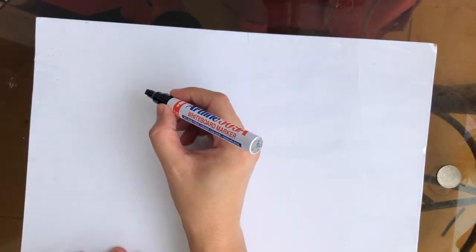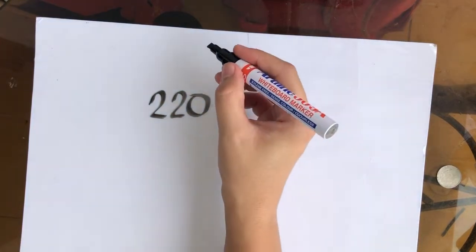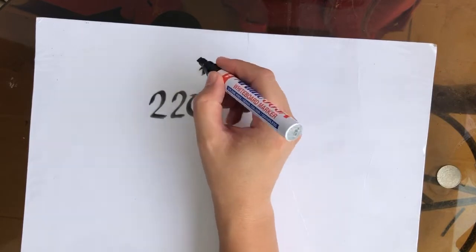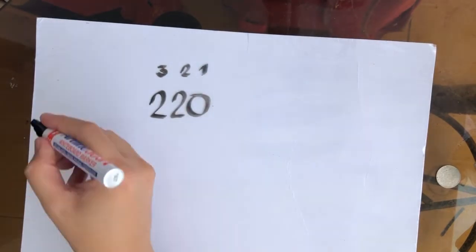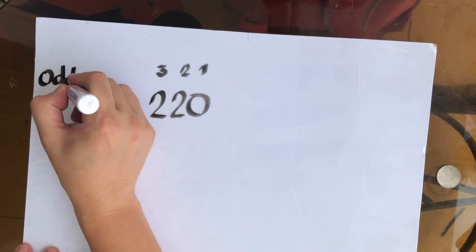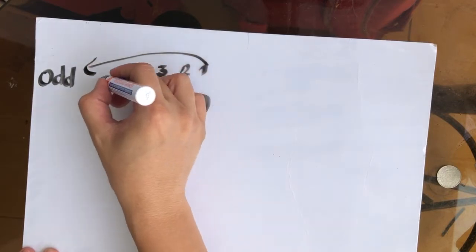Okay. So, let's say the number is 220. Okay? So, yan yung number natin. So, ang gawin mo, hanapin mo yung odd numbers at yung even numbers. So, 1, 2. So, parang binibilang mo siya. 3. Binibilang mo yung number. So, ano-ano yung mga nasa odd? Ang nasa odd ay ang 1 at ang 3.